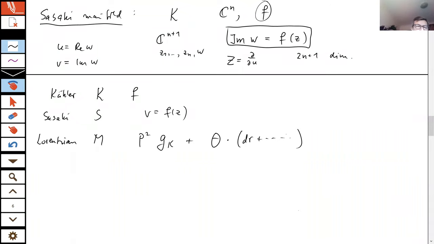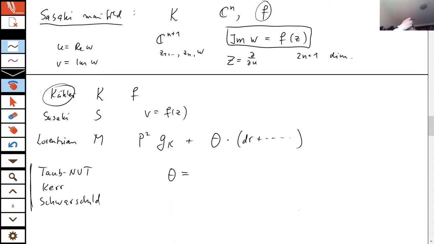So now we had in mind some well-known examples from physics, which are the well-known Taub-NUT, Kerr and Schwarzschild metrics. So in this case, theta can be written in the following way. All of these metrics in fact come from this construction of a Sasaki manifold. The underlying CR manifold is of Sasakian type, so there is a Kähler structure behind, and the theta in this case of these three very famous metrics, spacetimes, has the following form.